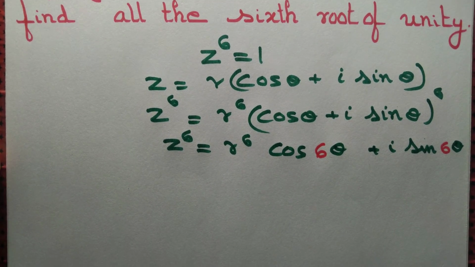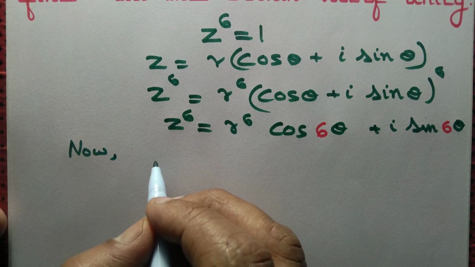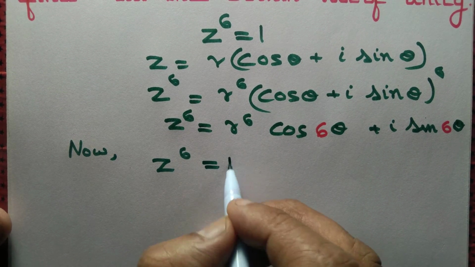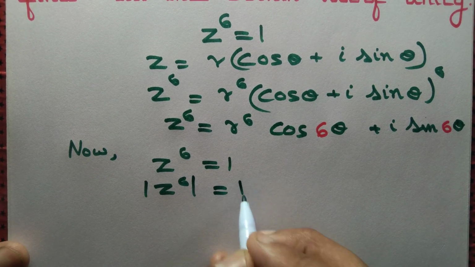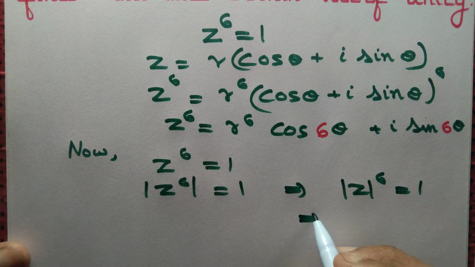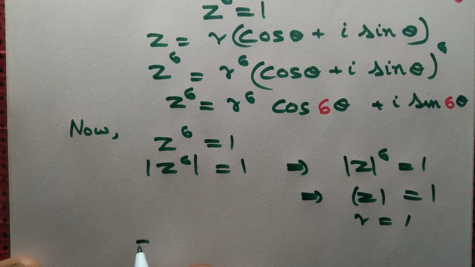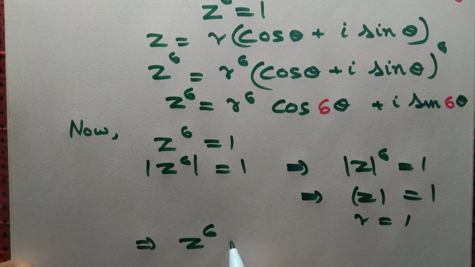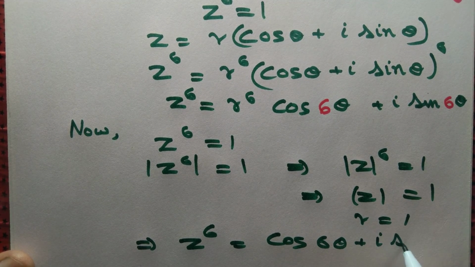Now we are given z to the power 6 equal to 1. Let's take modulus both sides. Modulus of z to the power 6 equal to 1. That implies mod z to the power 6 equal to 1. That implies mod z equal to 1. What is r here? r is mod z, so r equal to 1. So we have z to the power 6 equal to cos 6 theta plus i sin 6 theta.